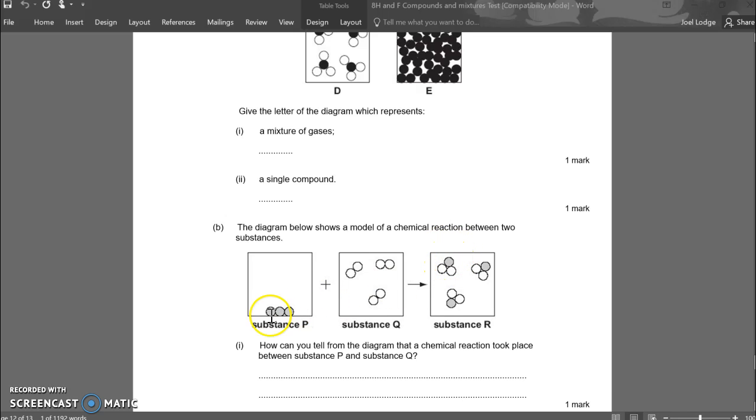The ratio is always 1 P to 2 Q atoms in the new compound. The atoms or particles have joined or chemically bonded together. R is the new product or new substance, and the elements have joined as well.